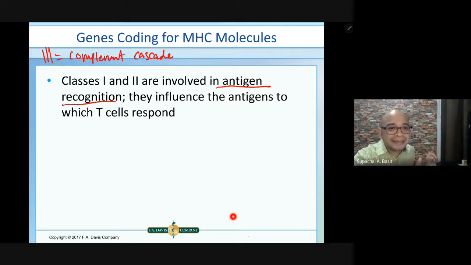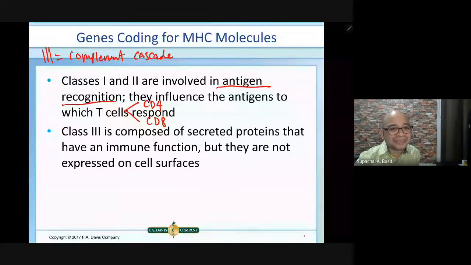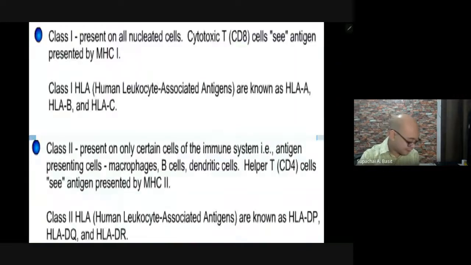So, they can influence the antigens to which T cells respond. Okay, so again, there are two types of T cells for this particular discussion, the CD4 and the CD8. Class 3, as what I've told you, is composed of secreted proteins that have an immune function, but they are not expressed on cell surfaces. So they are involved in complement cascade. Okay. So, ito na yun.